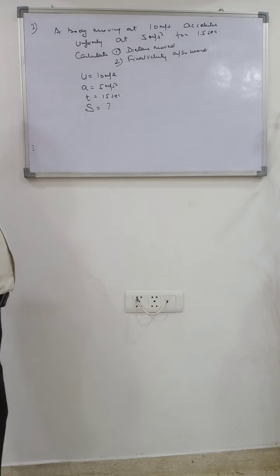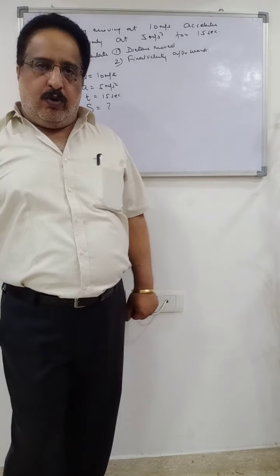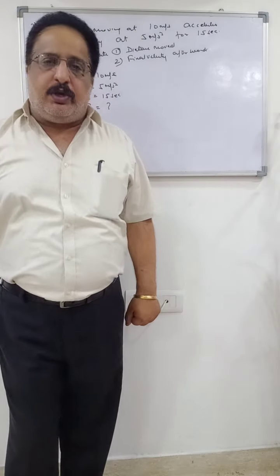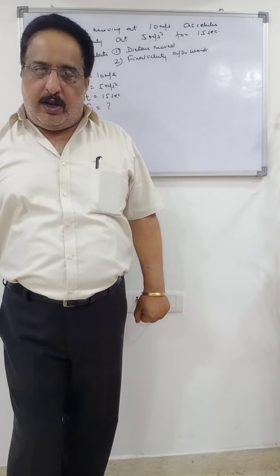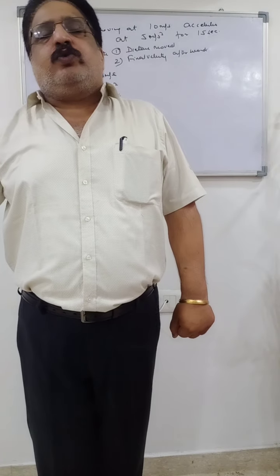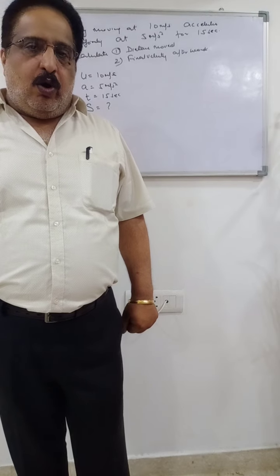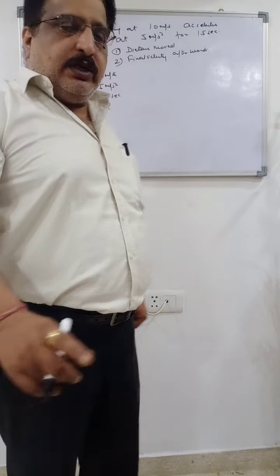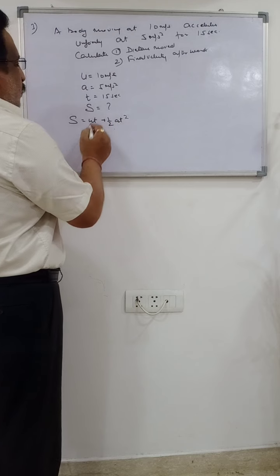Definitely you will be using which equation, बच्चे? U, A, T and S is given to you. Which equation will you be using? S is equal to UT plus half AT square. Then you will put in the values of all other quantities other than distance to calculate the distance. So see, we will be using this equation. S is equal to UT plus half AT square.